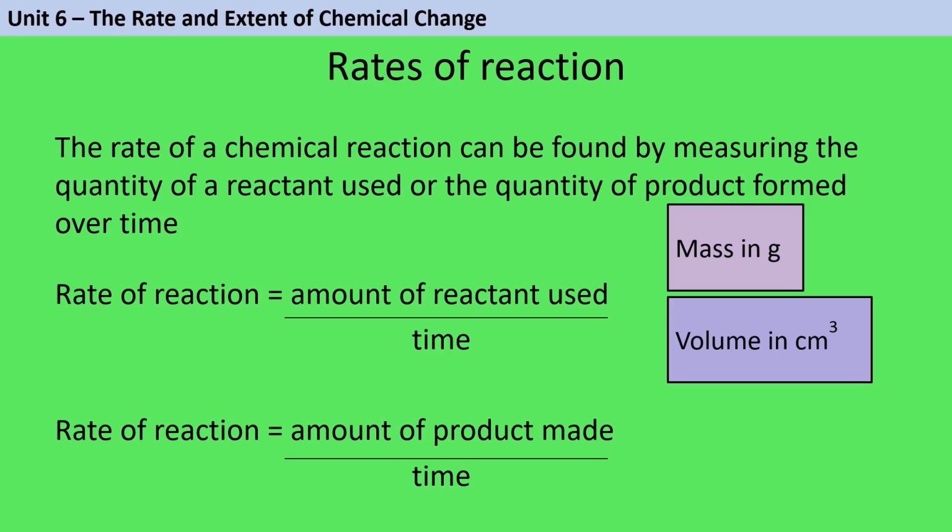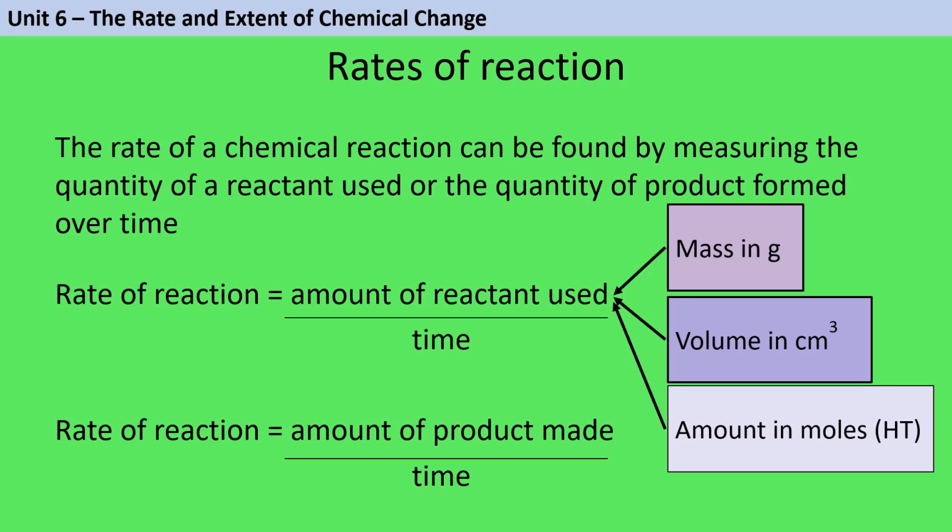An amount of one of the chemicals divided by the time that it takes to either make it or use it up. Either one of those amounts can be a mass in grams or a volume in centimetres cubed. If you're taking higher tier, you should also be able to express rate in moles per second, but whichever one of these you're working with, you're still using the same calculation, an amount divided by a time.